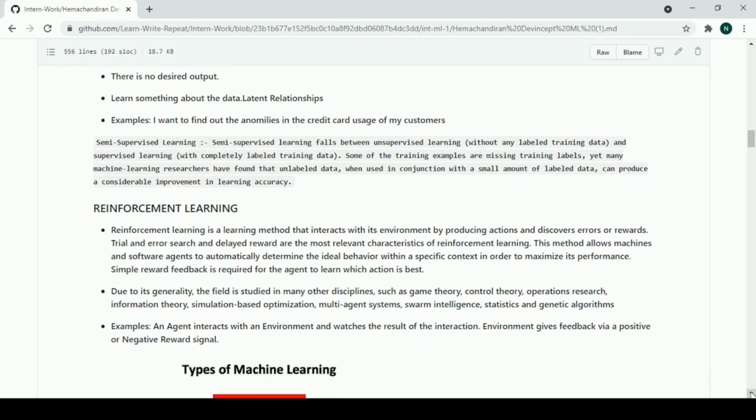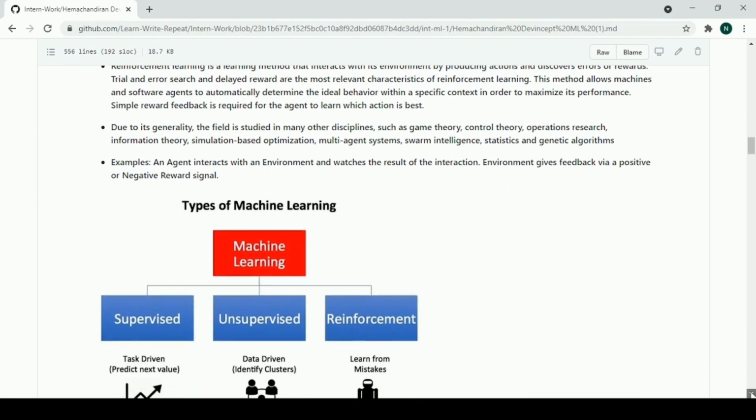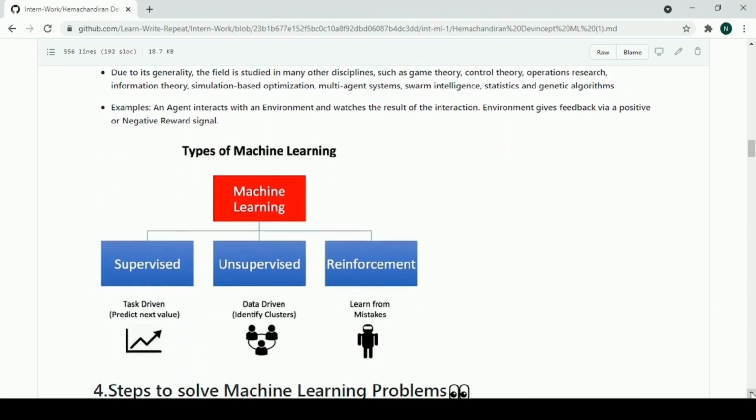Due to its generality, the field is studied in many other disciplines such as game theory, control theory, operations research, information theory, simulation-based optimization, multi-agent systems, swarm intelligence, and many more. For example, an agent interacts with an environment and watches the result of the interaction. The environment gives feedback via a positive or negative reward signal. If it's positive, the agent is rewarded, otherwise penalized. Now you can have a glimpse of this image, which depicts all the types of machine learning: supervised, unsupervised, and reinforcement.